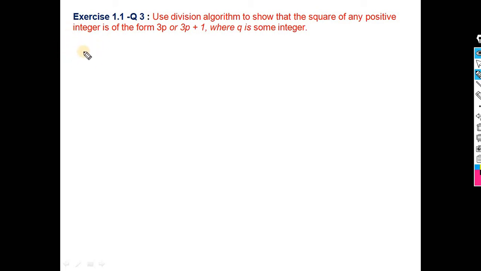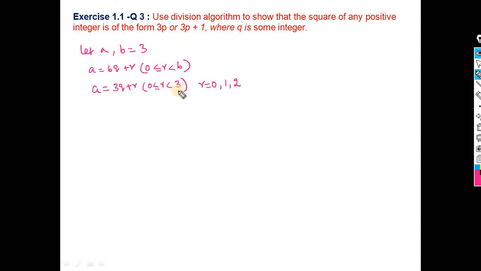Let a be any positive integer and b equal to 3. Then a is equal to bq plus r, that is our division algorithm, where 0 is less than or equal to r less than b. So a is equal to 3q plus r, where 0 is less than or equal to r less than 3. What would be the possible r values? r is equal to either 0, 1 or 2, because r is less than 3.